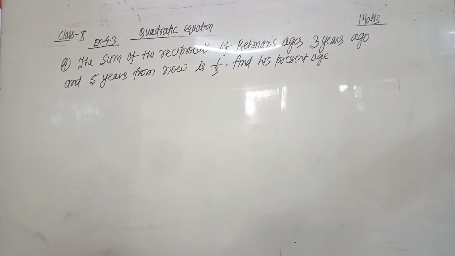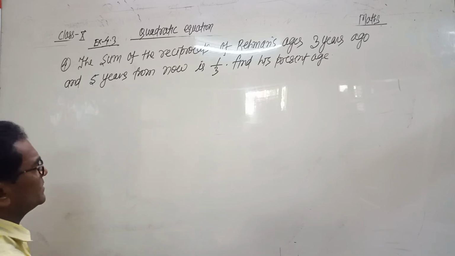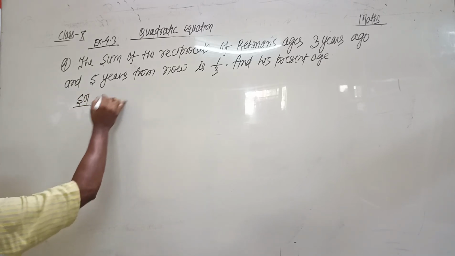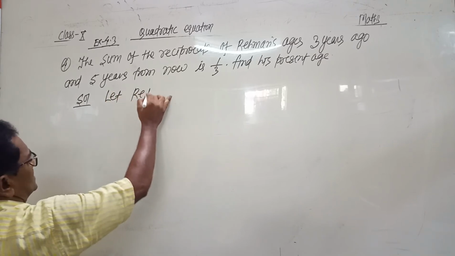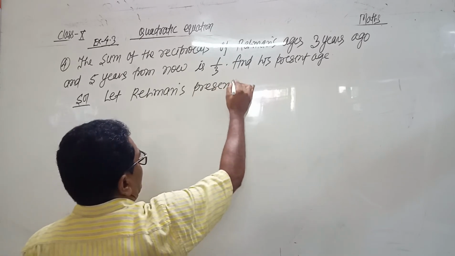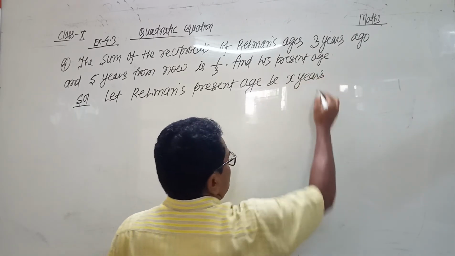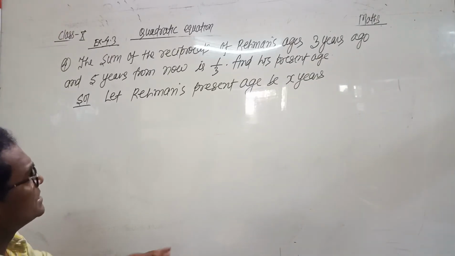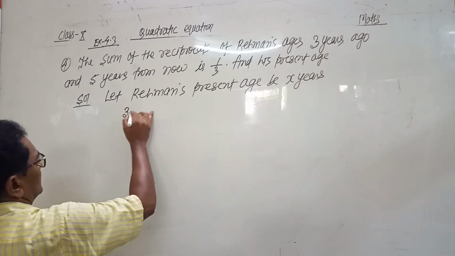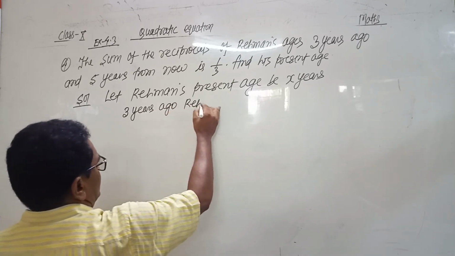So we are given that the sum of the reciprocals of Rahman's ages 3 years ago and 5 years from now is 1 by 3. So let Rahman's present age be x years. Then 3 years ago, Rahman's age.